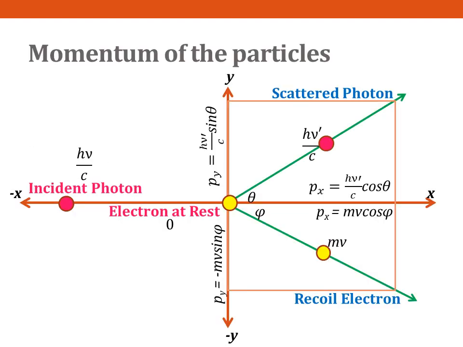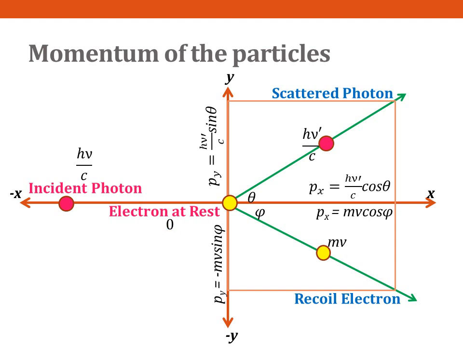We now proceed to find the momentum of the particles which are involved in this elastic collision process called the Compton effect. The particles which are present before the collision are the incident photon and the electron at rest. Both these particles are moving only in the x direction and therefore their contribution to the momentum is only from the x direction alone. The momentum of the incident photon is given by h nu by c and the momentum of the electron which is at rest is 0.